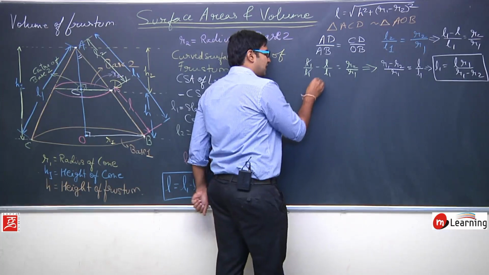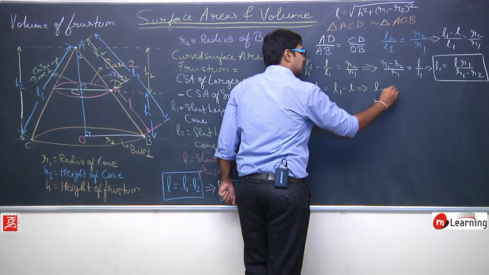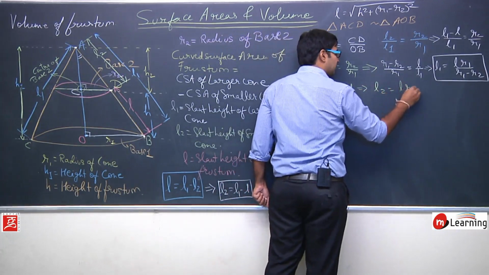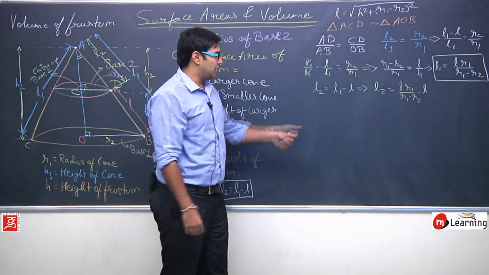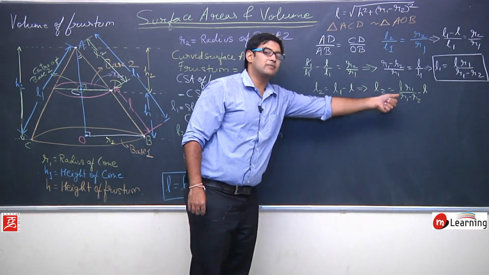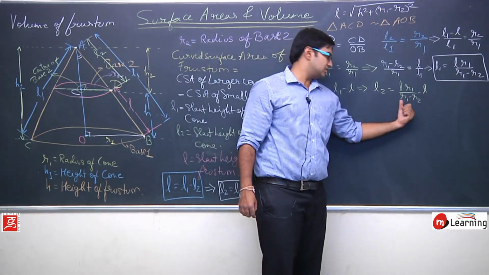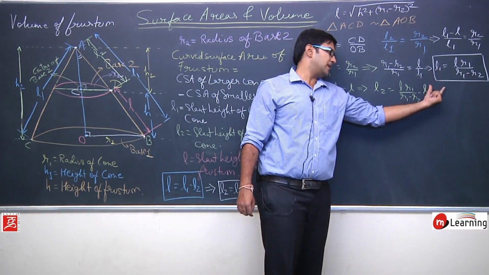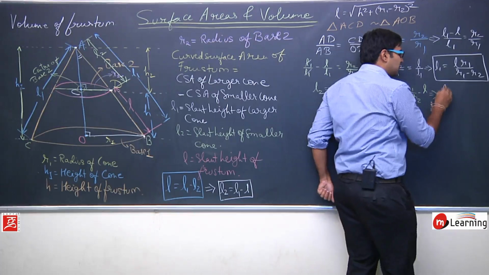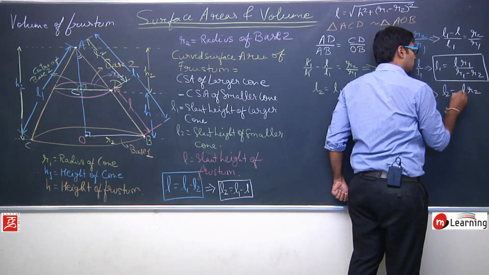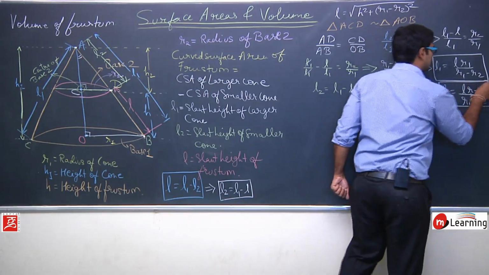Similarly, if I want to calculate the value of L2, what is L2? It is L1 minus L. So L2 is equal to L R1 upon (R1 minus R2) minus L. When you solve this, shifting R1 minus R2 to the numerator, finally you will get that the value of L2 is L R2 divided by (R1 minus R2). This is a relation that we have.